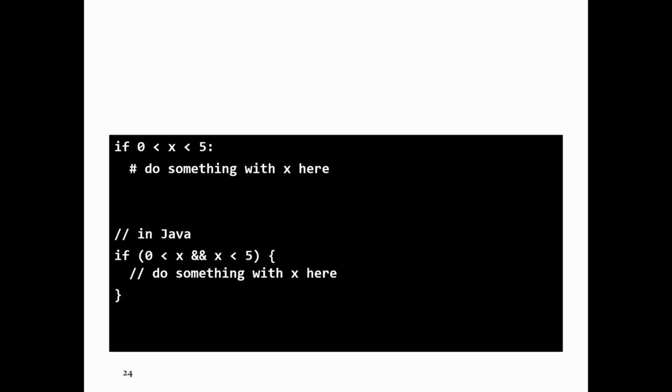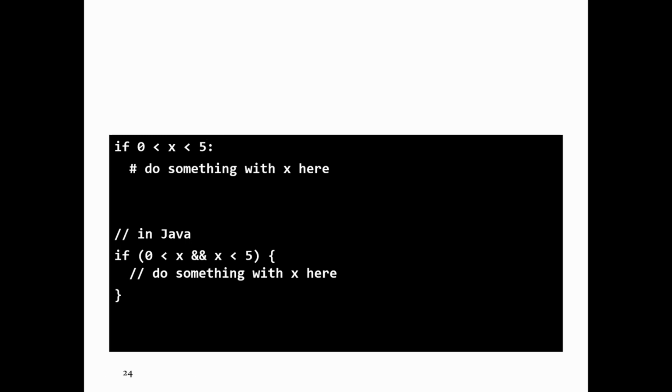So they're trying to compare two values. Is x greater than 0? The compiler says, well, okay, that evaluates to a Boolean value, so that evaluates to true or false. And now it keeps going. So now it says, is true less than 5? And it says, hey, that doesn't make sense.